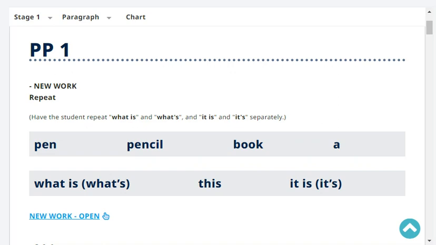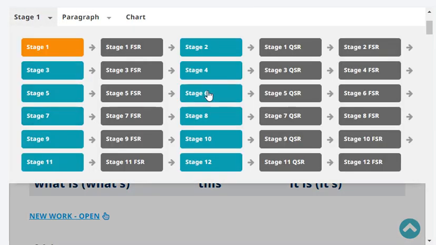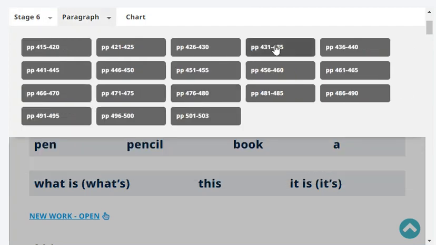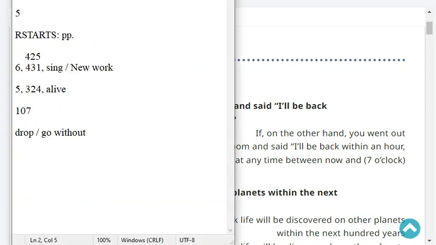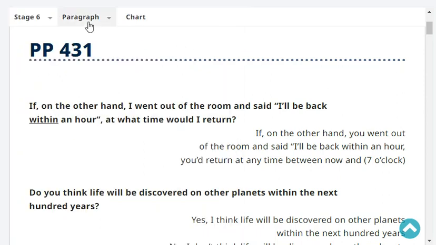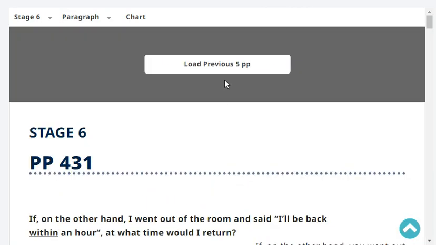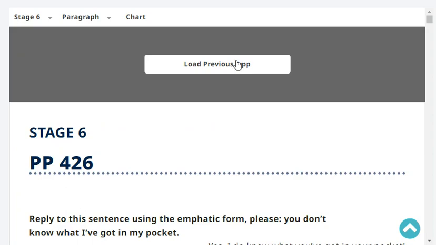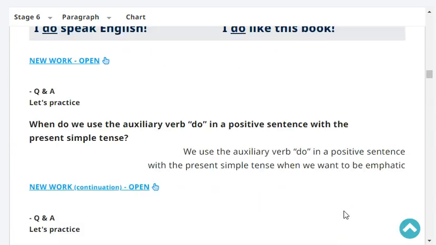Okay, so it says here that we are at stage 6, paragraph page 431, and our last headword was sting, new work type of lesson. Okay, so let's start with our revision. Let me just scroll down. Okay, here we go. First question, ready?